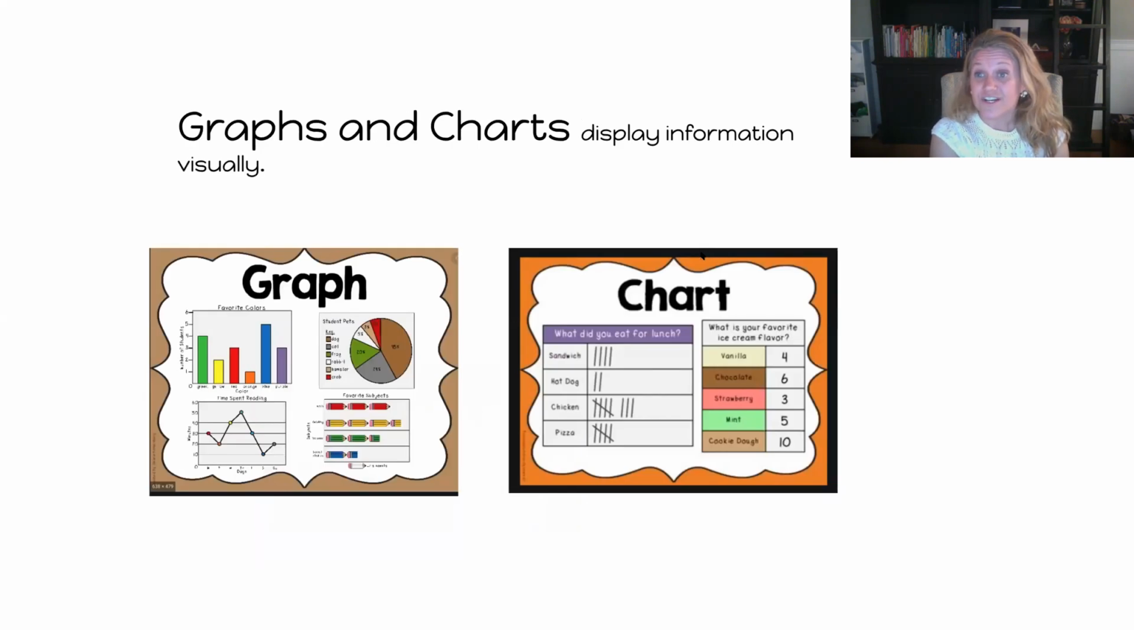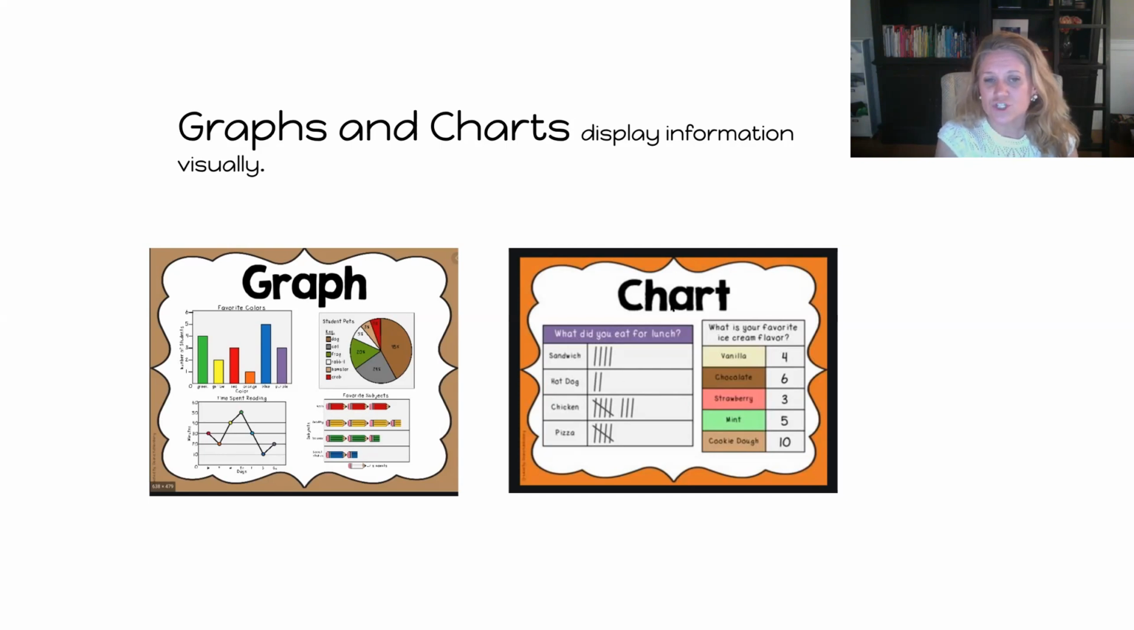Another text feature is graphs and charts. They display information visually, so we can see them. A graph over here, this one's a bar graph. It is displaying people's favorite colors. This is a pie chart. We have a line graph, and we also have a pictograph because it's pictures.